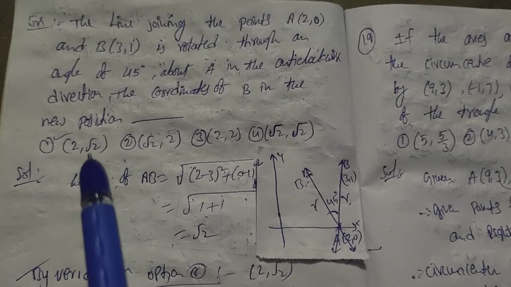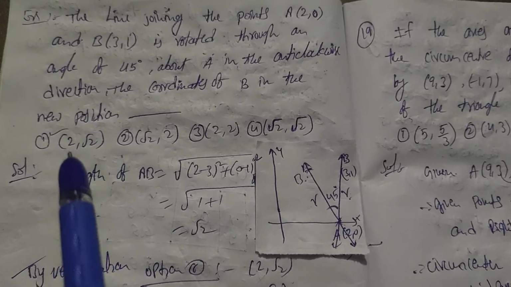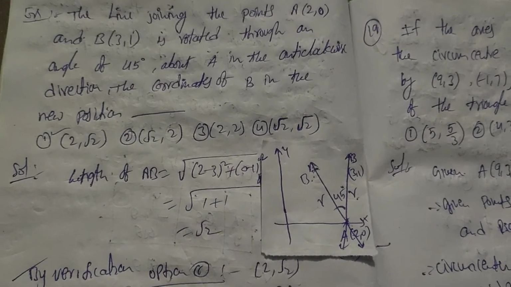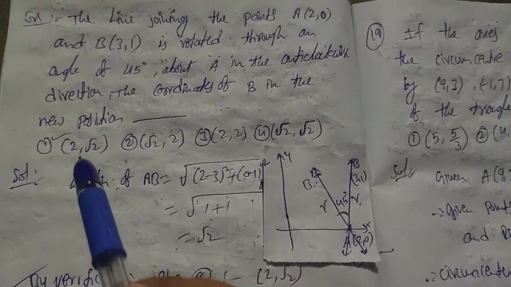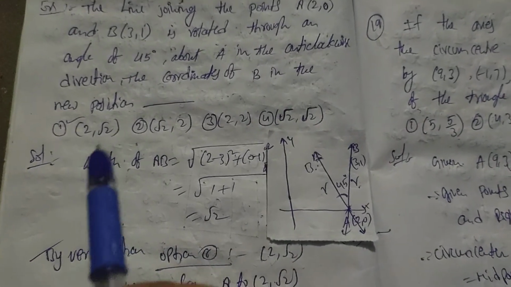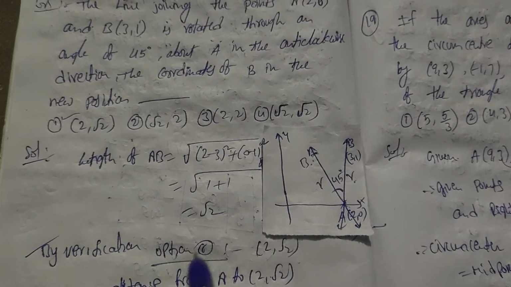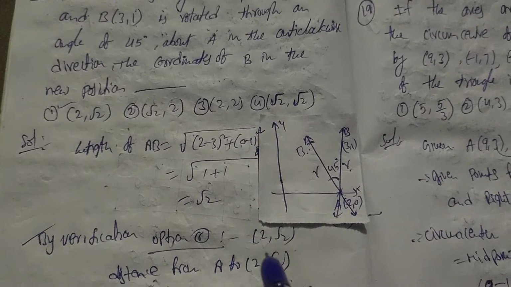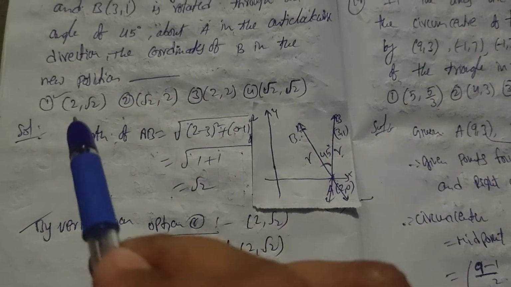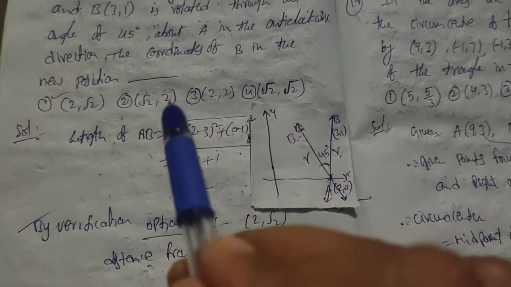But if you don't know, suppose the first option is (2, root 2), that is the option. But suppose if it is not the correct option, we have to verify the remaining 3 options also. So take (2, root 2) for verification, option 1. So distance from A to (2, root 2), if you get root 2, that is the answer. If it is not root 2, then you check the remaining 3 options.